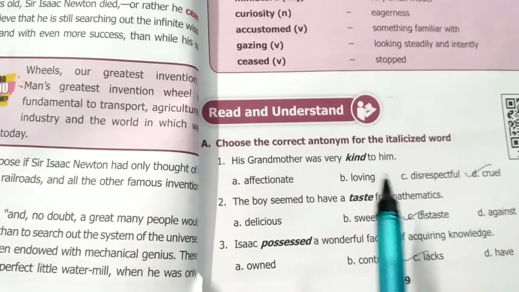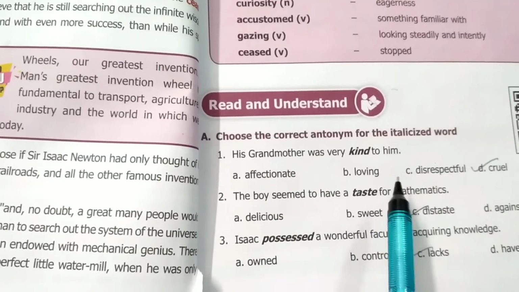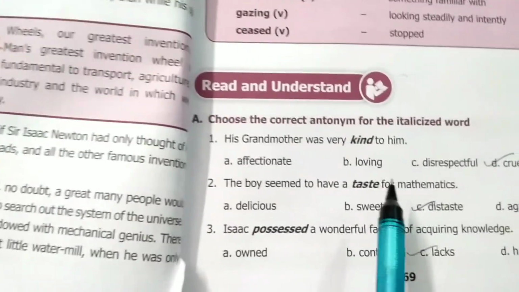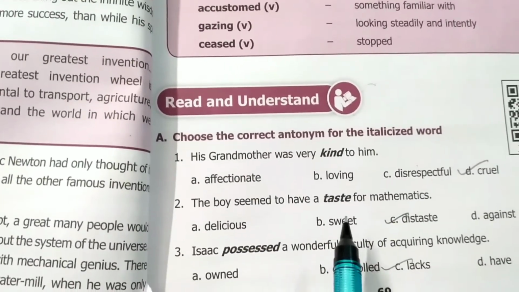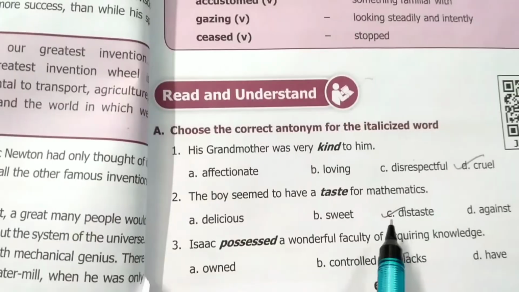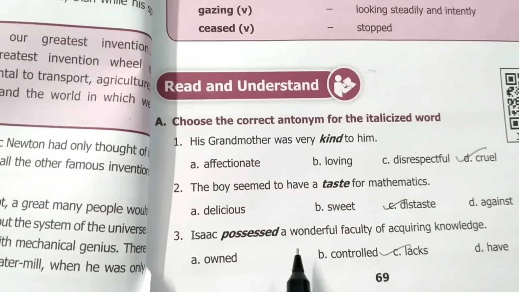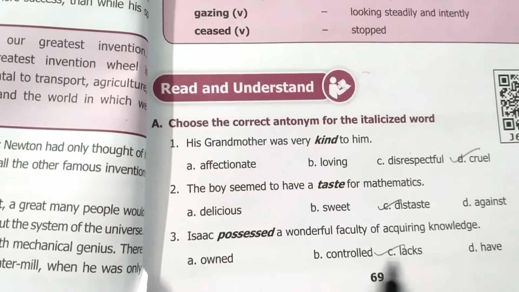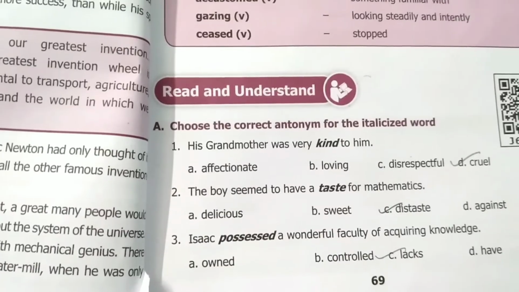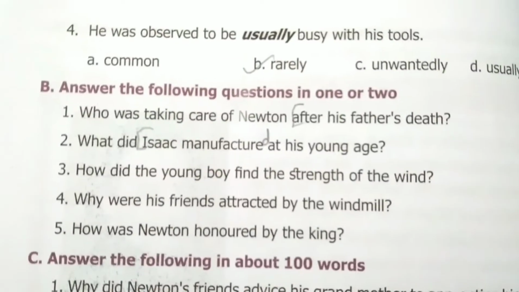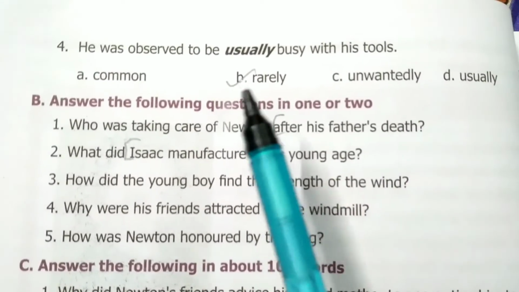Choose the correct antonym. Antonym means opposite. His grandmother was very kind to him. The opposite of kind is cruel. The boy seemed to have taste for mathematics. Distaste is the antonym. Isaac possessed a wonderful faculty of acquiring knowledge. Possessed, the opposite is lacks. Antonym is lacks. He was observed to be usually busy with his tools. Usually, the antonym is rarely.